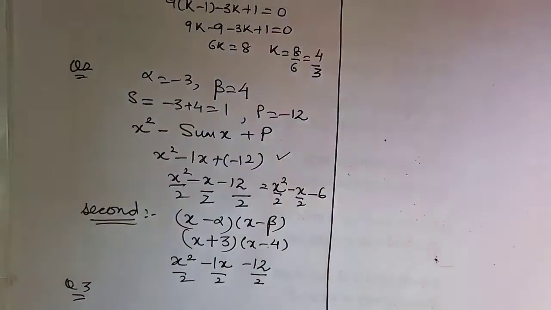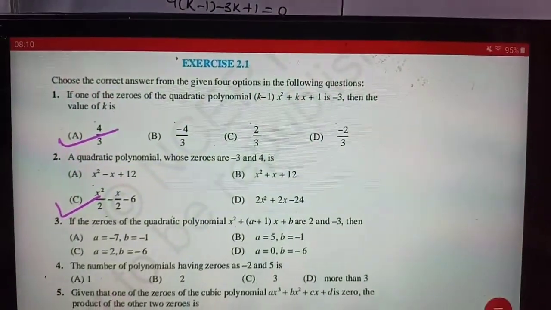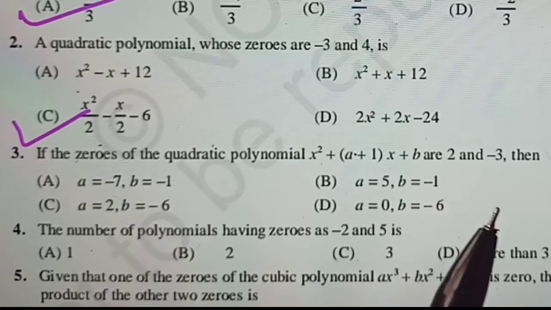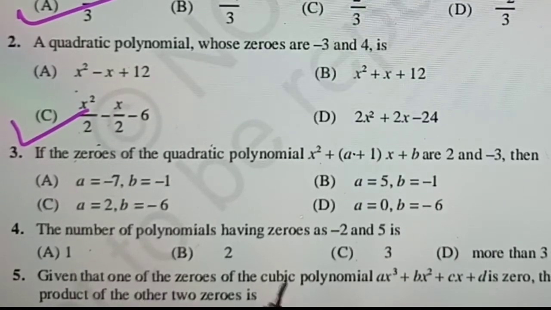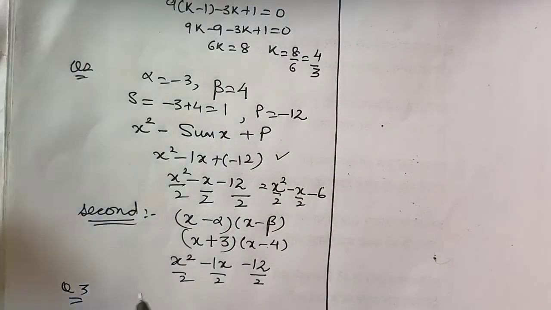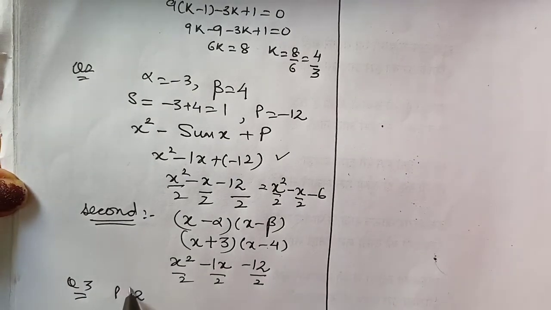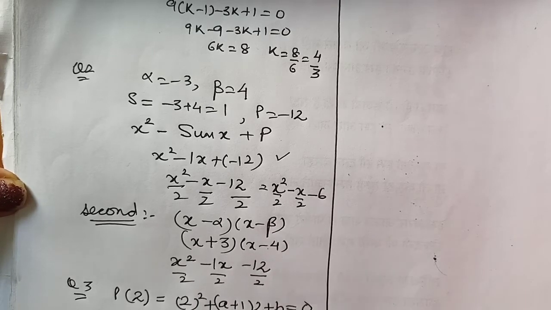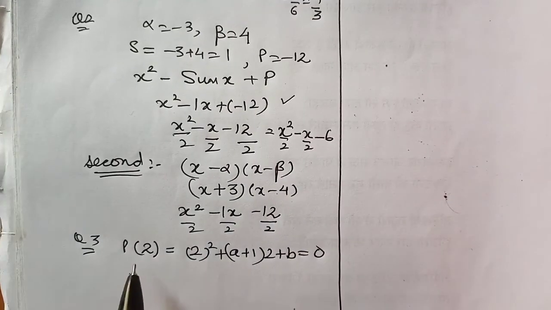Let's go to question number 3. Question number 3 says, if the zeros of the quadratic polynomial are 2 and minus 3, then we have to find the values of a and b. Now since 2 is a zero, let us find p of 2, that is 2 square plus a plus 1 into 2 plus b must be equal to 0. Why? Because 2 is a zero.